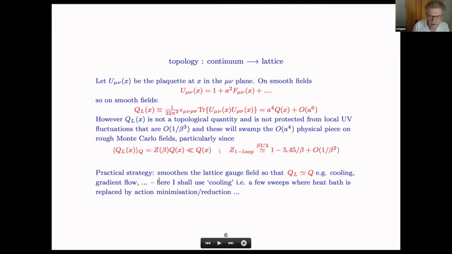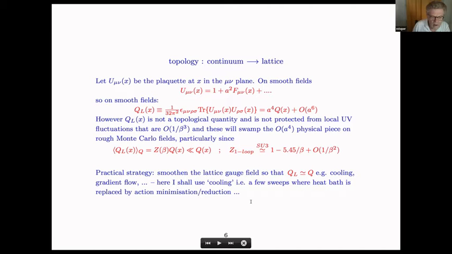The practical strategy is typically to smoothen the lattice gauge field in such a way that you get rid of the high frequency modes that give you all these fluctuations here, while preserving the long distance modes. The topological charge is after all something that under local transformations should be essentially unchanged, because in the continuum the topology of the gauge field cannot be changed by local deformation of the field. So there are various methods: cooling, gradient flow. I'll say a bit more about that later.